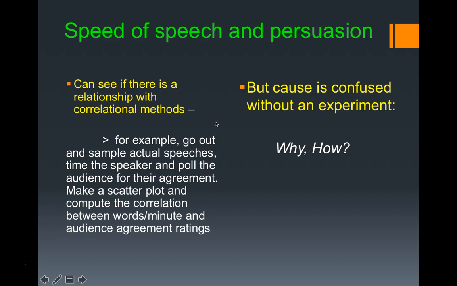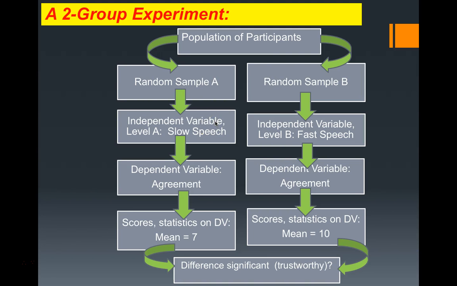So we might want to do an experiment, and here it is. This is a two-group experiment. We're starting with a population of participants, and through random assignment, we're going to randomly assign people to be either in sample A or sample B. And what we're going to do is present people in both groups with exactly the same message.